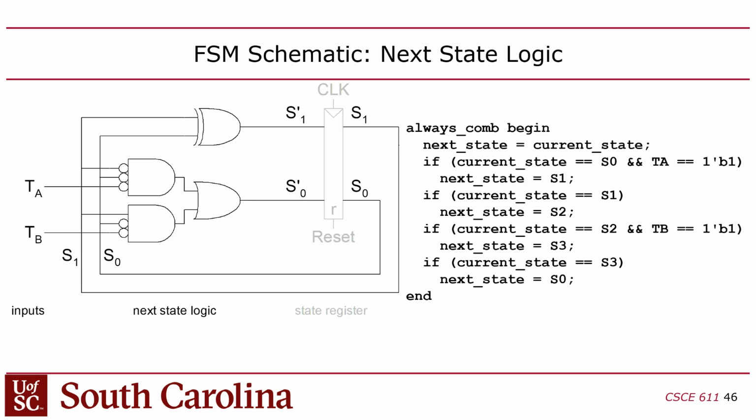So then I say, okay, if the current state is S0 and the traffic at Academic is 1, then next state is S1. Otherwise, if the current state is S1, that's when my yellow light is on Academic, and that's the one I only stay in for 1 cycle. I don't care about my inputs, and because the inputs are don't cares, I don't include them in this if statement. I just say, hey, if I'm in S1, next state's S2. That'll give me that 1 state visitation in that yellow light state, S1.